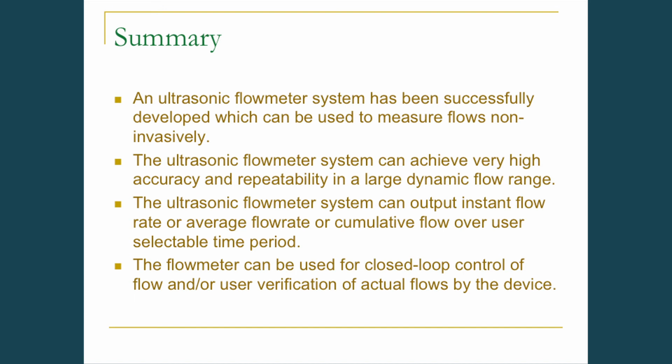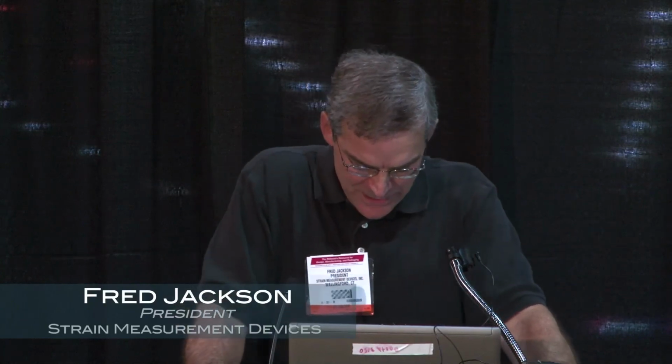The output of the flow meter can be either instantaneous flow, like you saw in the graphs a minute ago, or we can give you cumulative flow over a period of time, which is what most people are interested in. Or it can output both. So you can use one for diagnostics and the other for determining the cumulative flow over a long period of time. And lastly, our customers have told us that they've got two main applications.